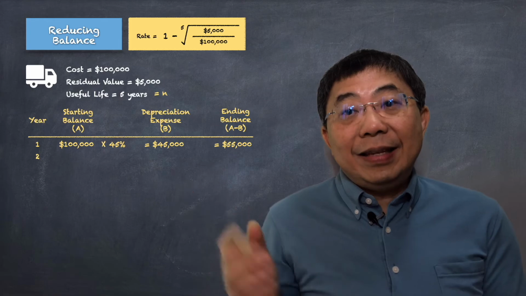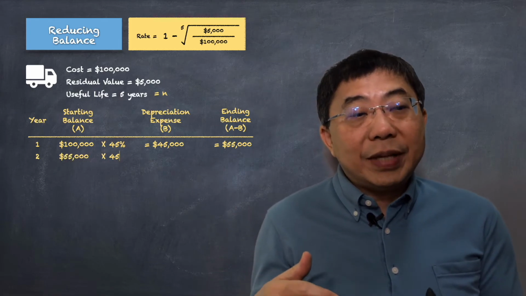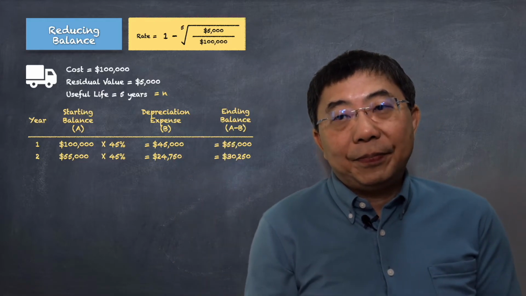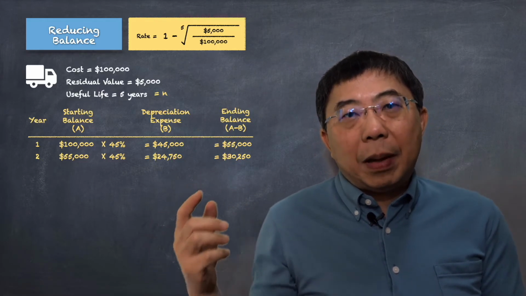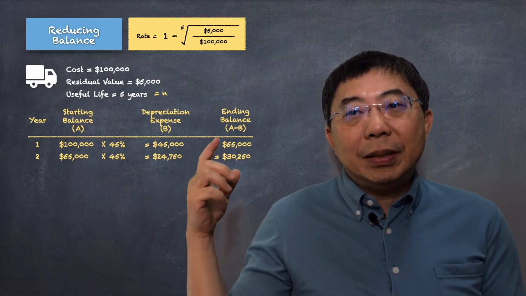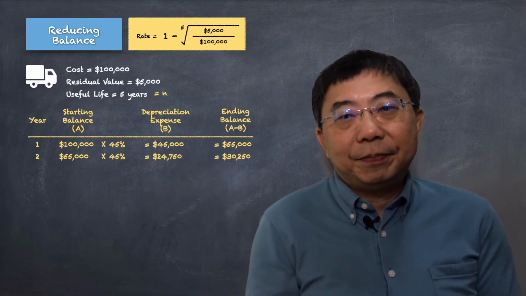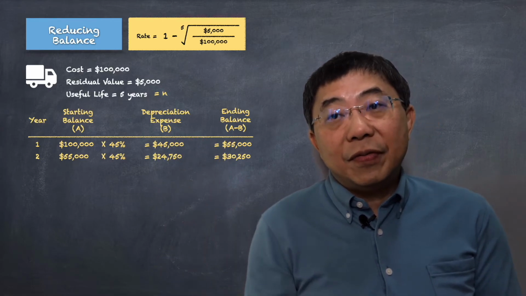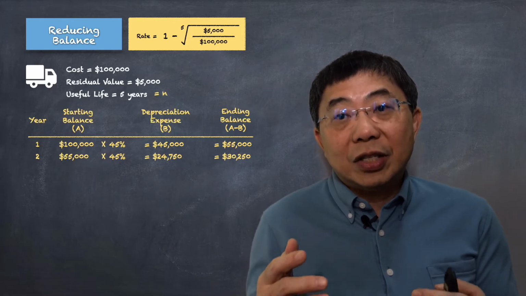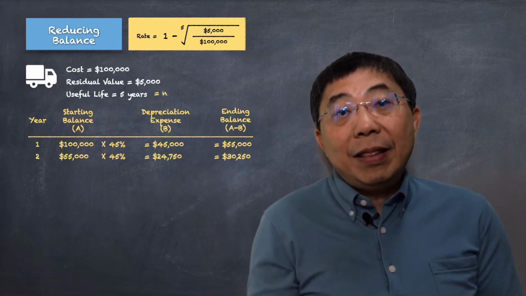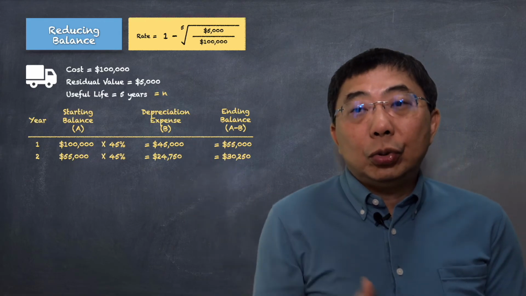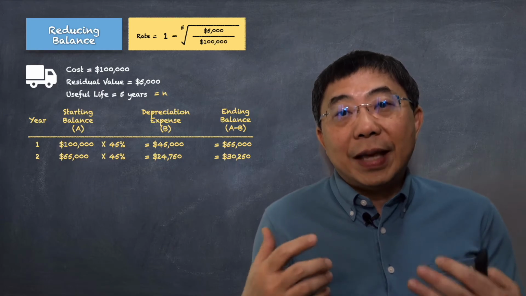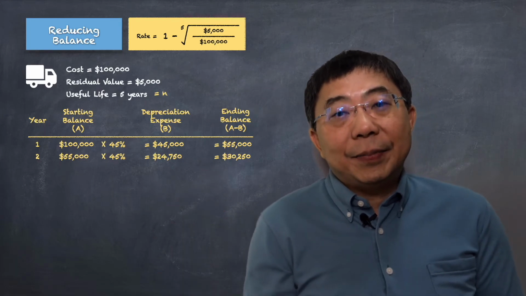Now, in the second year, the starting balance represents the unutilized portion of the asset from the previous year. And this will be multiplied by the same predetermined rate of 45%. The resulting amount of $24,750 will be the depreciation expense for the second year, and the remaining amount of $30,250 represents the unutilized portion of the asset at the end of the second year.